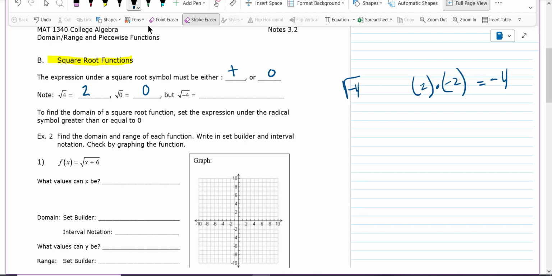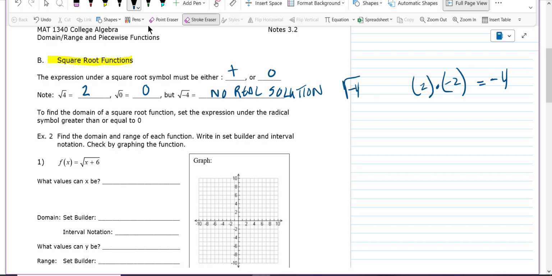A lot of you have learned in your background that this is what we call an imaginary number. We don't have to worry about that right now. Right now, we're going to say that that has no real solution. It has what you call an imaginary number solution. We'll eventually get to that point in the class. We're not going to talk about that yet.